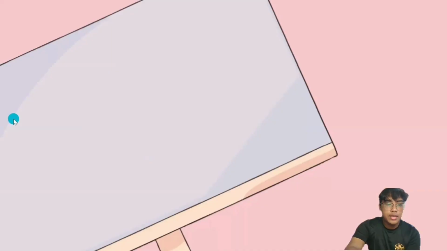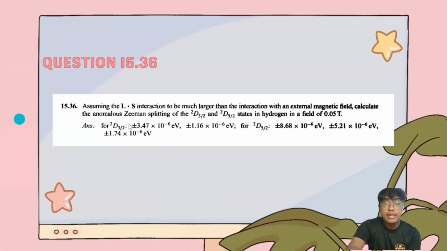Okay. Next question is, assuming the LS interaction to be much larger than the interaction with an external magnetic field, calculate the anomalous Zeeman splitting of the D states in hydrogen in a field of 0.05T. Okay, for this we will get plus minus 3.47 multiplied by 10 to the power of negative 6 electron volt, and plus minus 1.16 multiplied by 10 to the power of negative 6 electron volt.